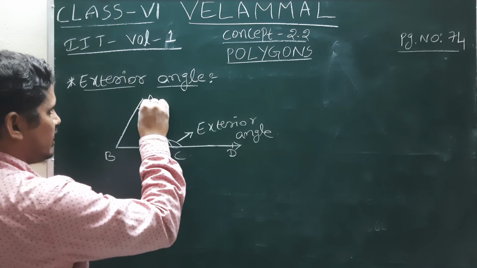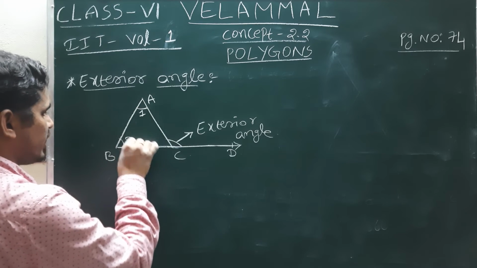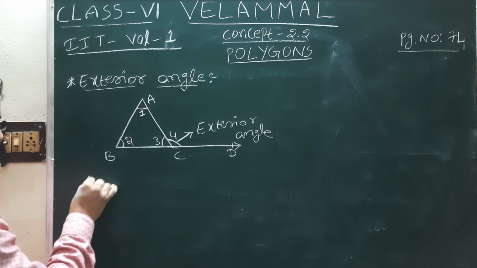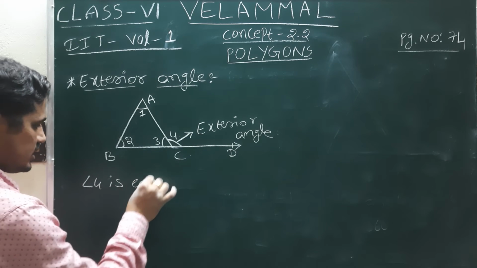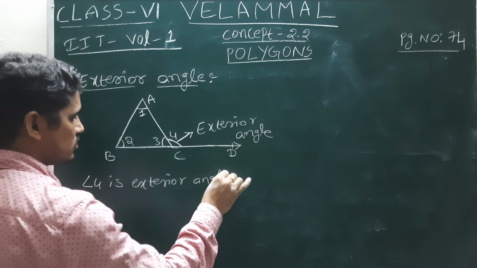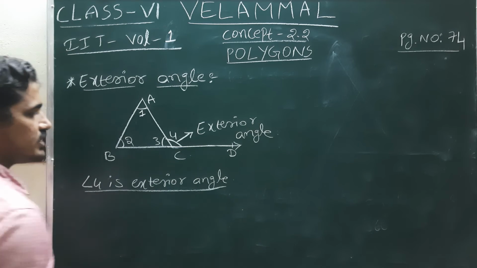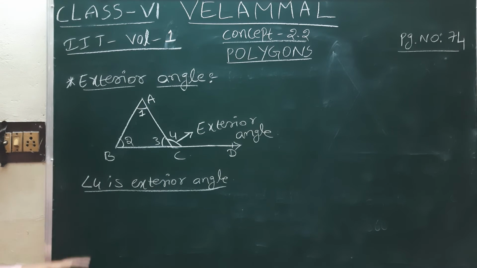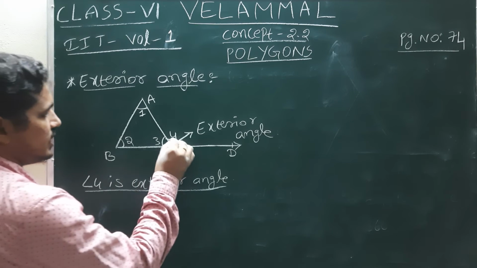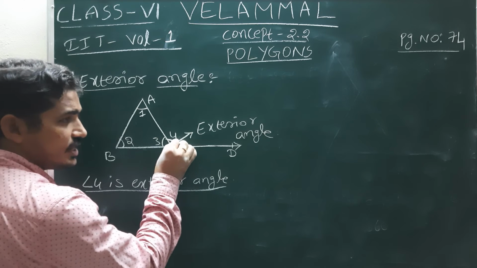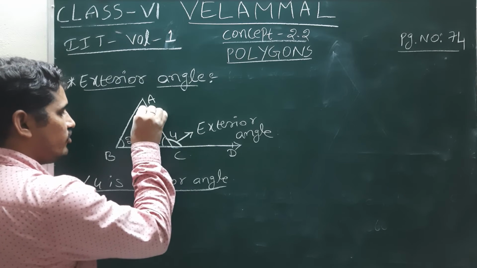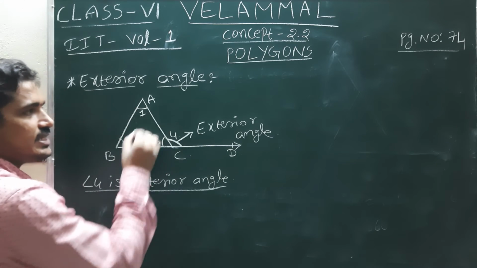See, here I am giving the names. Angle 1 I am taking, this one angle 2 and this one angle 3, and this exterior angle we are taking as 4. So angle 4 is the exterior angle. Whenever we are considering this as the exterior angle, angle 1 and angle 2 are called the opposite interior angles.